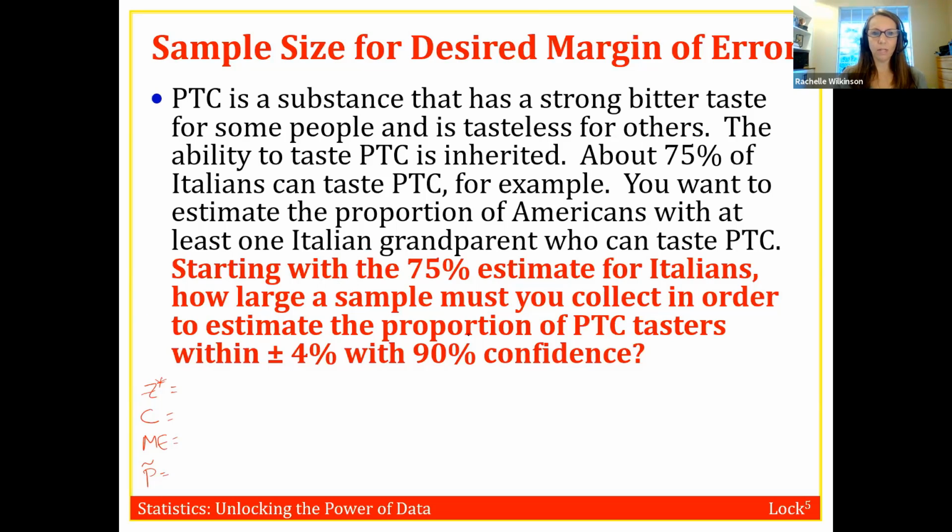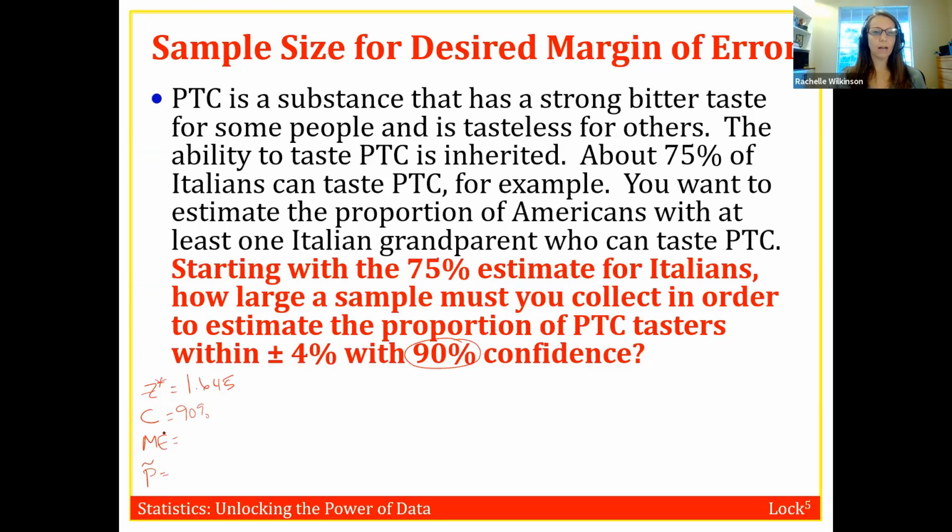So starting with, let's see, we want to be 90% confident. So my confidence level is 90%. Now, who remembers from last time, or if you just have that little chart in front of you, what is Z star for 90% confident? Yeah, there we go. For 90% confident, it's 1.645. So we're going to use 1.645 as our Z star.